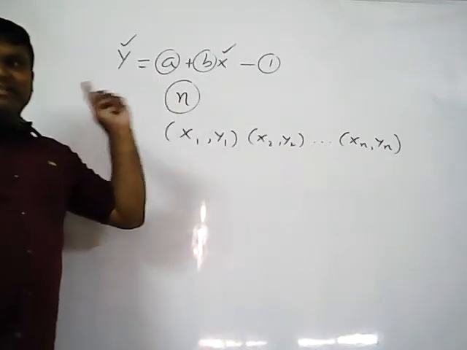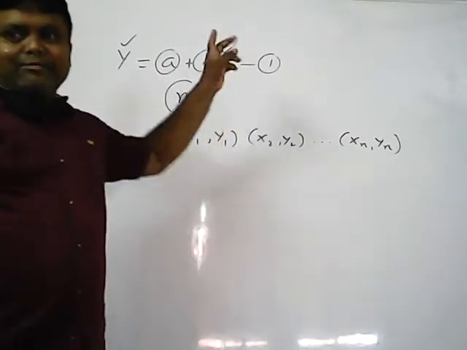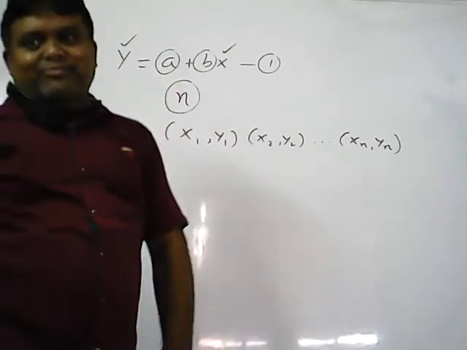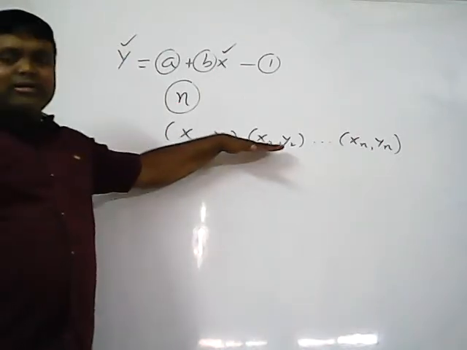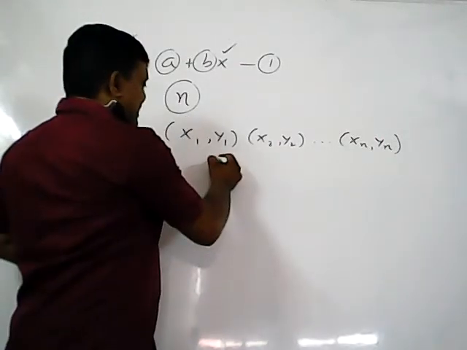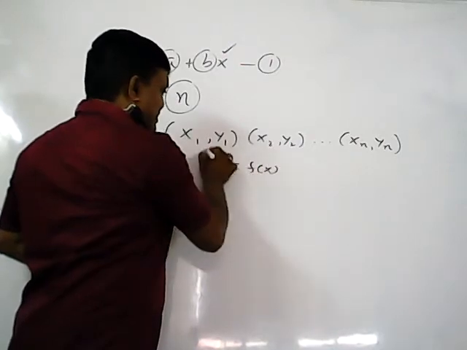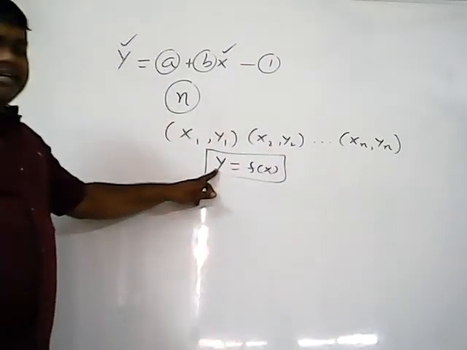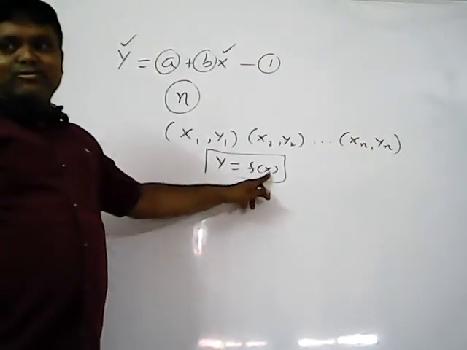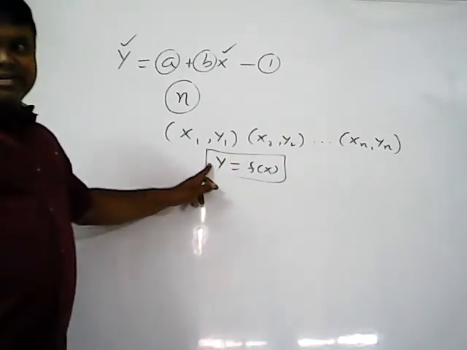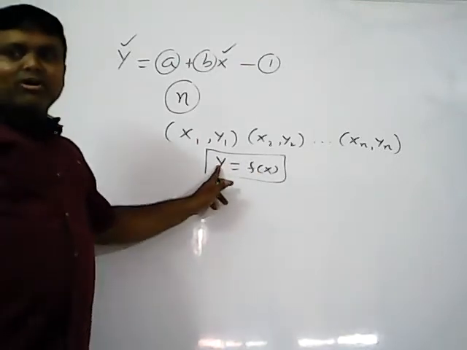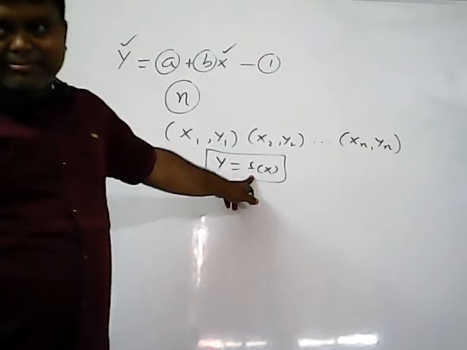How will you identify these constant values? By using the principle of least squares. Principle of least squares means you consider a bivariate distribution of n pairs of observations, where the relation between x and y is y equal to f of x. The y values are the given values, and the f of x values are the estimated values.